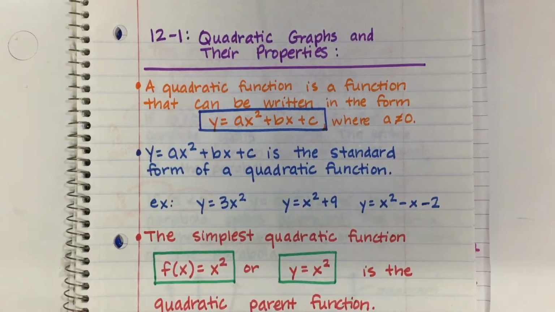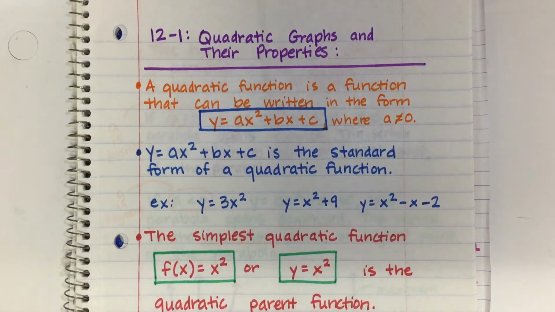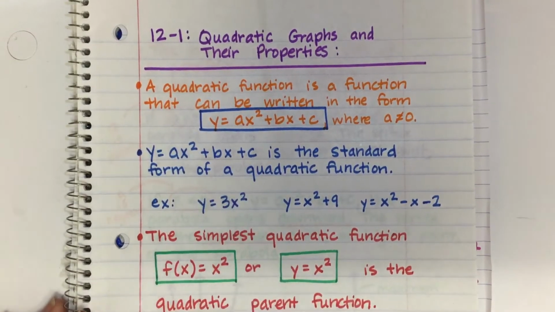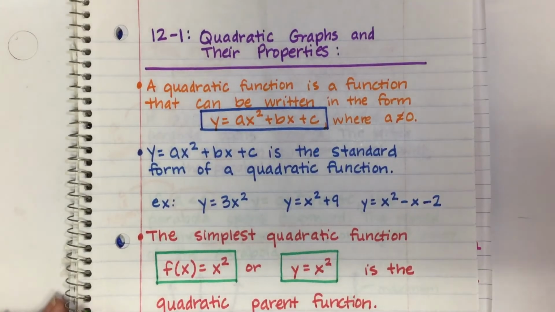Alright, lesson 12.1 is quadratic graphs and their properties. A quadratic function is a function that can be written in the form y is equal to ax squared plus bx plus c, where a is not equal to 0. y is equal to ax squared plus bx plus c is the standard form of a quadratic function.